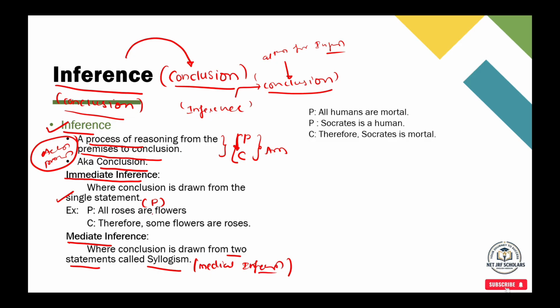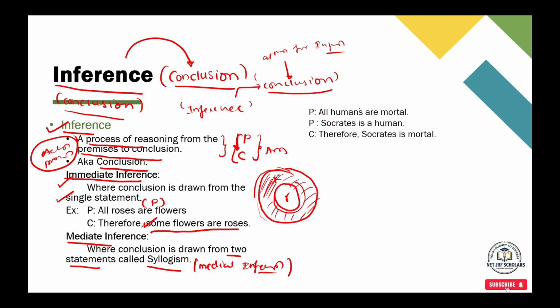As you can see, all roses are flowers, right? So we can conclude that some flowers are roses, because this set is the flower set and some space is occupied by the roses. It means that some flowers are roses. So I draw the conclusion some flowers are roses. If you get to a conclusion based on one statement, then it is an immediate inference.